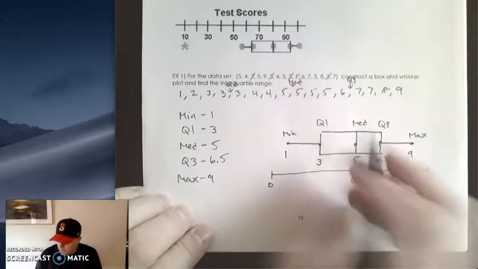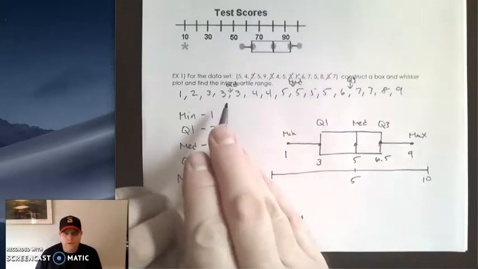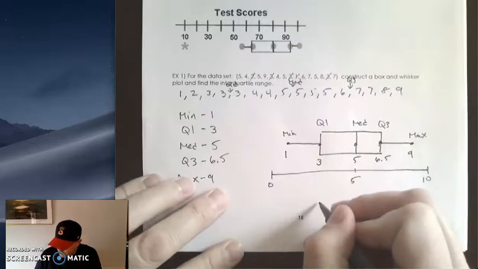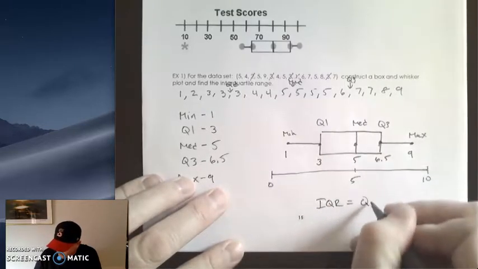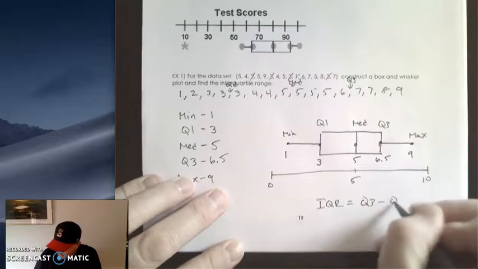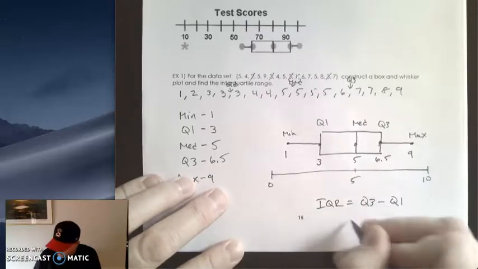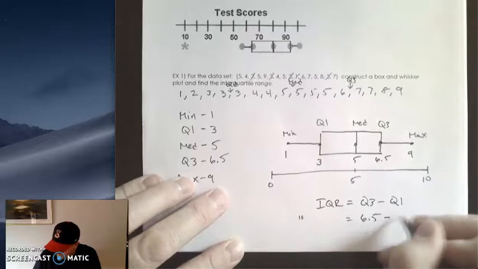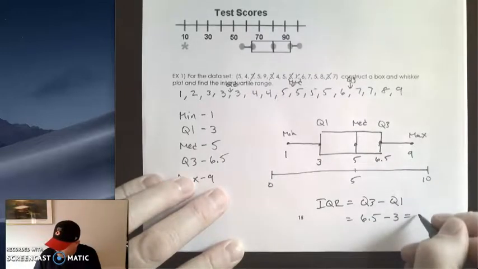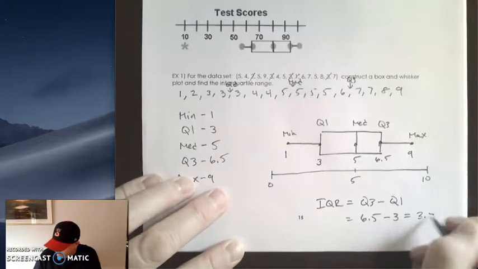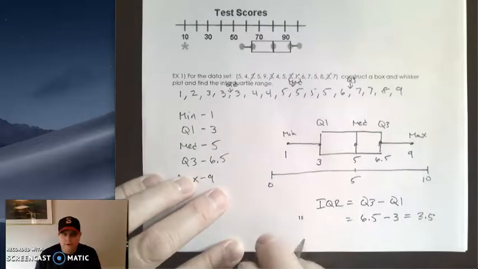Now, the one thing that we need to answer is what is the interquartile range, which is also called the IQR. So the IQR is the third quartile minus the first quartile. So the third quartile is 6.5. The first quartile is 3, so 6.5 minus 3 is 3.5. And that would be your answer for that.